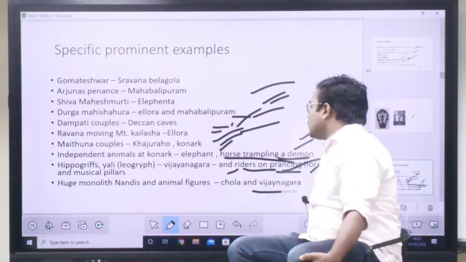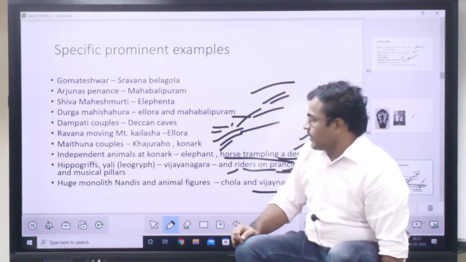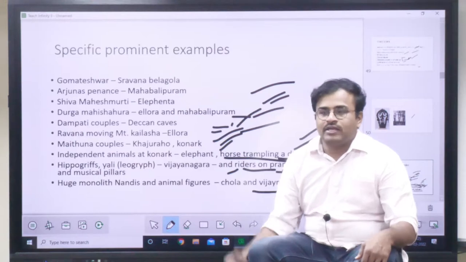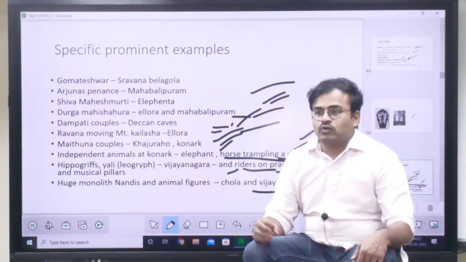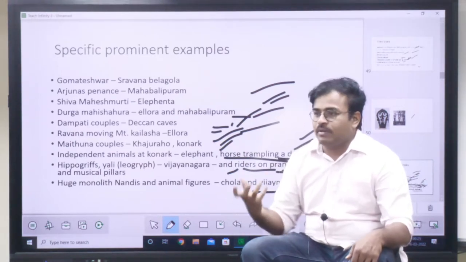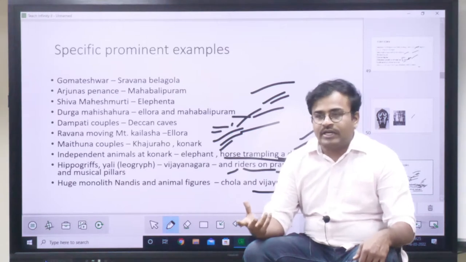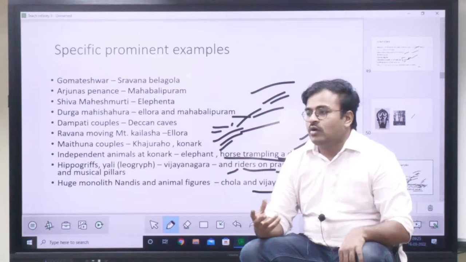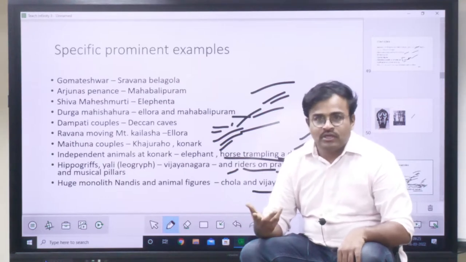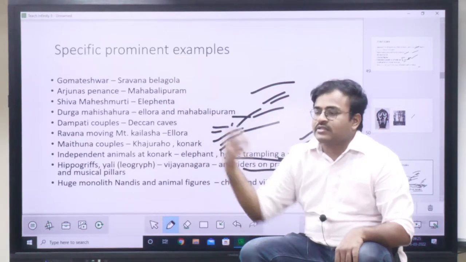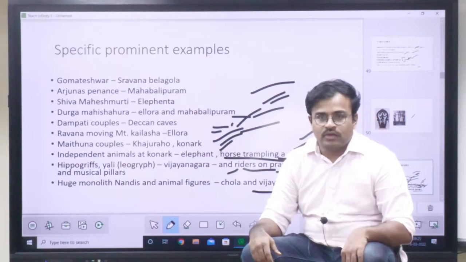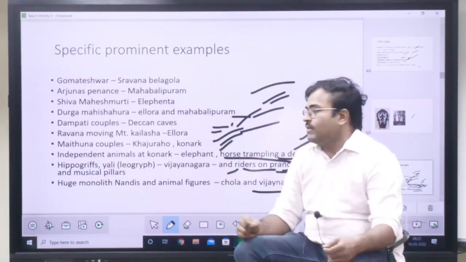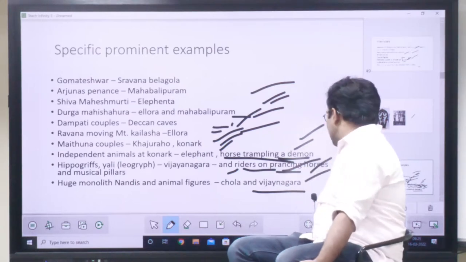Along with that, during the Chola and Vijayanagara period, they started emphasizing the construction of the Nandi. Nandi's image started becoming bigger. If you remember, the Nandi pavilion for the Shiva temple started during the Cholan period. Then, during the Vijayanagara period, they started constructing big monolith Nandis, of which the biggest sculpture in India is this Lepakshi Nandi. The biggest Nandi image in India is this Lepakshi Nandi.